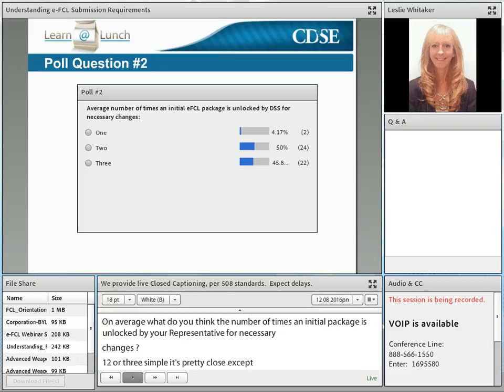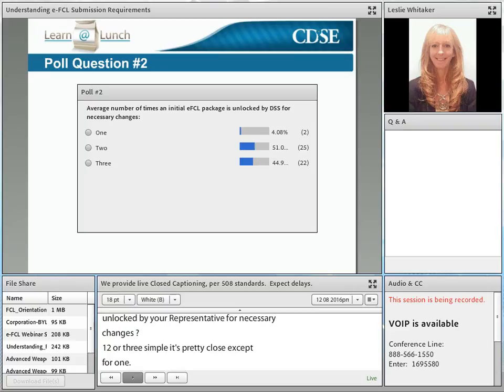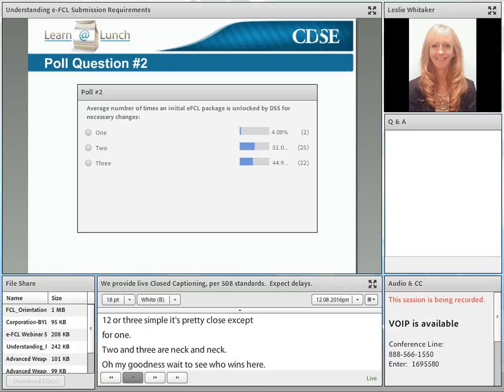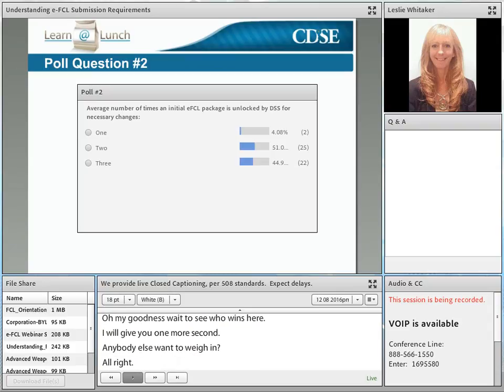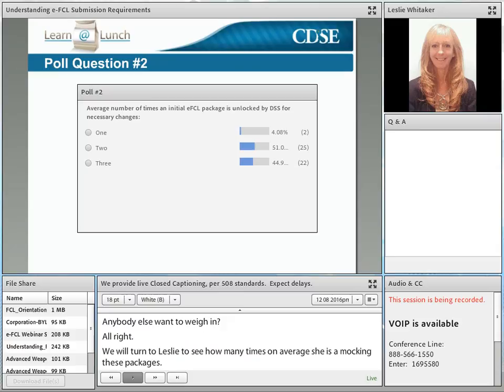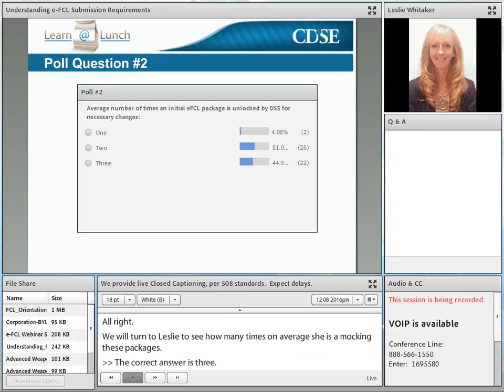All right, we're going to turn it to Leslie to see how many times on average she's unlocking these packages. You guys almost had it. The correct answer is 3. We're required to unlock initial packages about 3 times, which results in unnecessary delays. So again, reviewing and understanding some of these common errors will help you avoid these unlock actions and will ensure that your package is submitted and approved by DSS in a timely manner.